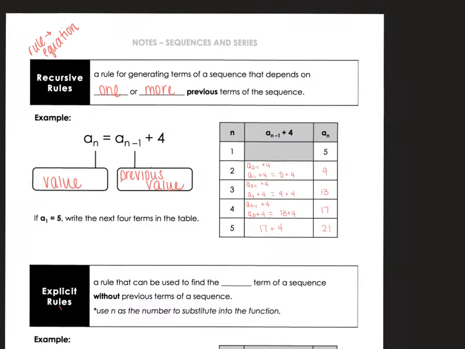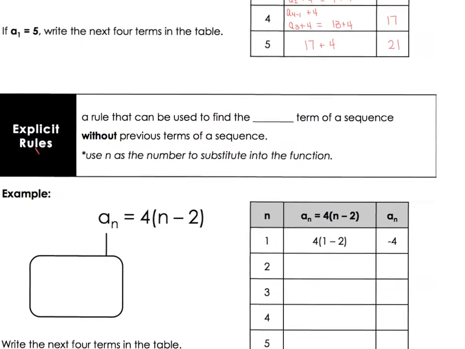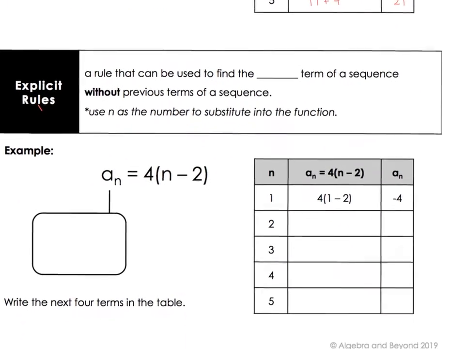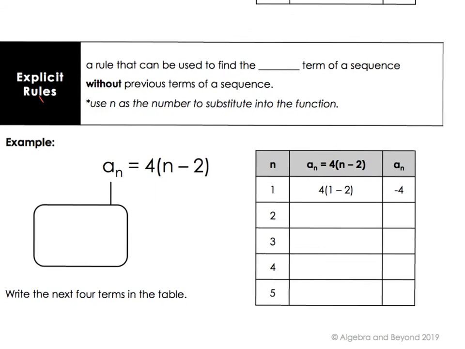Okay, here we go. So let's look at an explicit rule. An explicit rule means that it can be used to find the nth term of a sequence, meaning that you don't need to have every term leading up to the one that you're trying to find. You could find the second term, or you can find the 22nd term without having all of the values in the middle. This a sub n over here is telling you it's the value that you are finding.